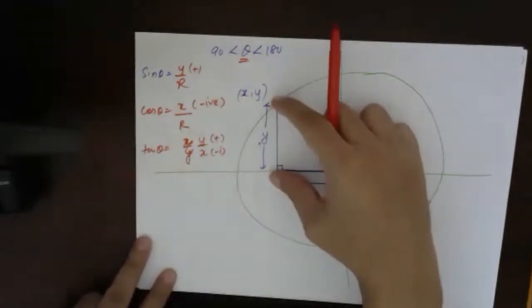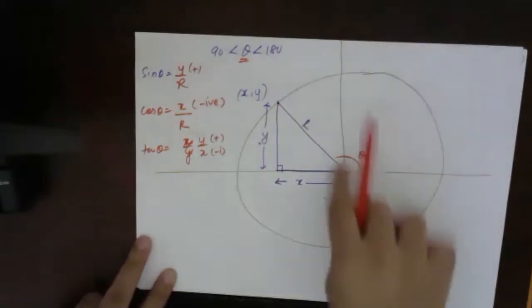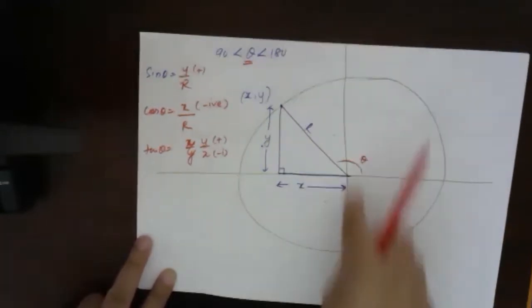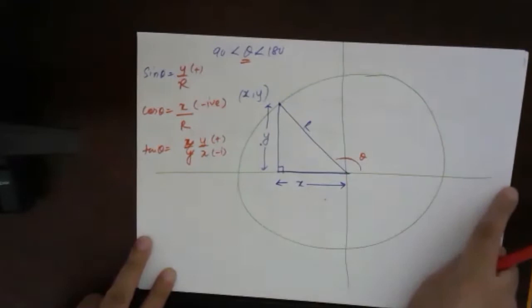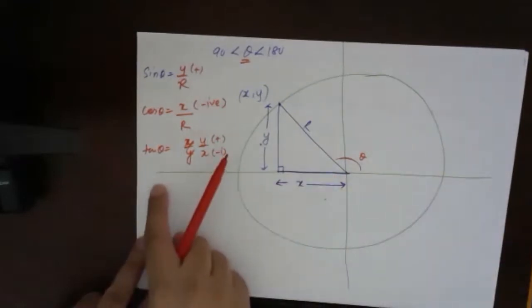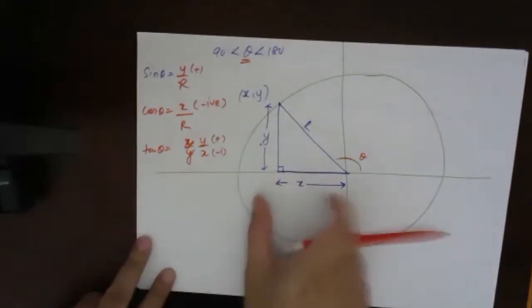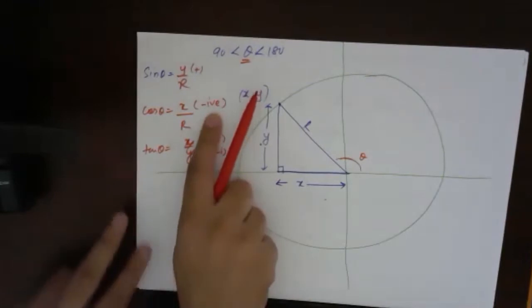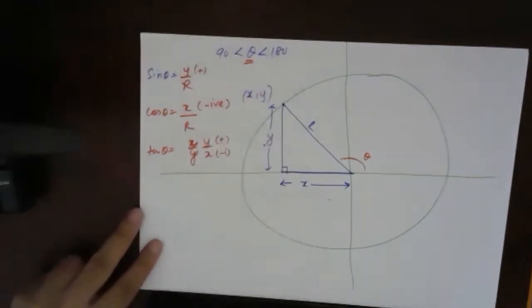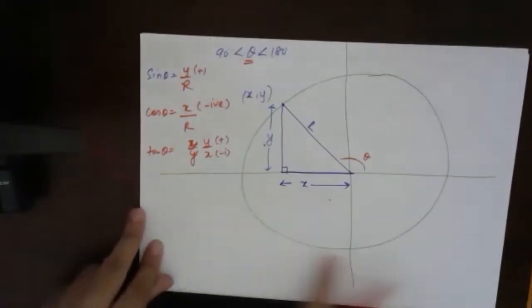This is the positive height, this is the negative height, this is the positive x, this is the negative x. That is why I'm saying this is negative. Understood? Okay, fine.